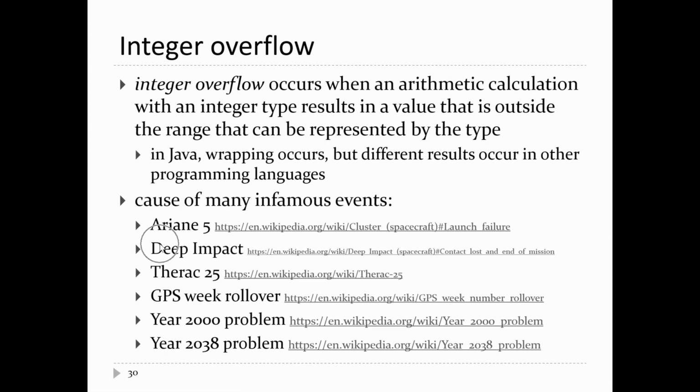Deep Impact was during your time, so you should have been born during this time. Deep Impact was a satellite sent to an asteroid by NASA. The first collision with the asteroid, where it launched something at the asteroid, was successful. They tried it a few more times. In 2013, they lost contact with the spacecraft. What happened? Integer overflow. That's one of the many reasons.